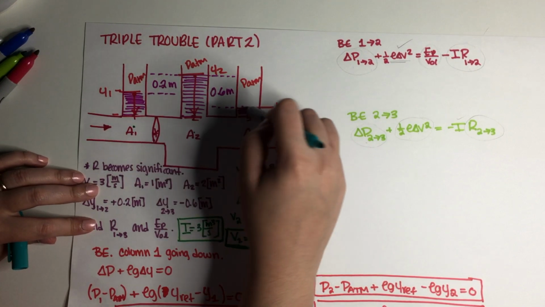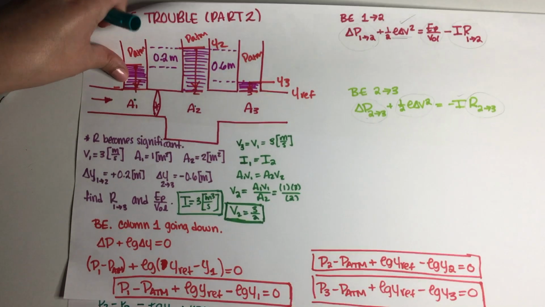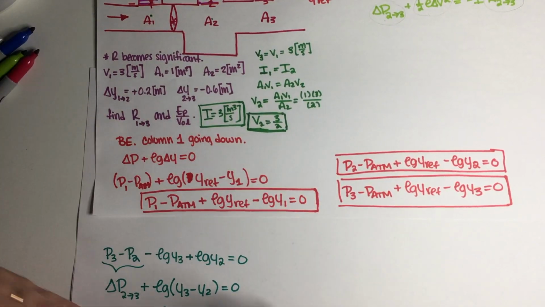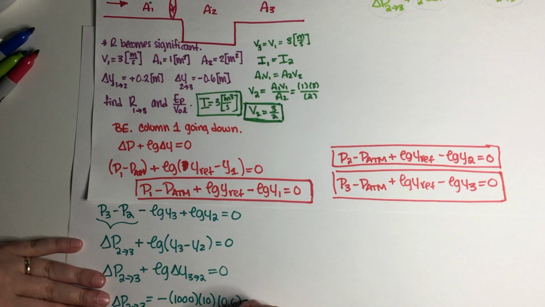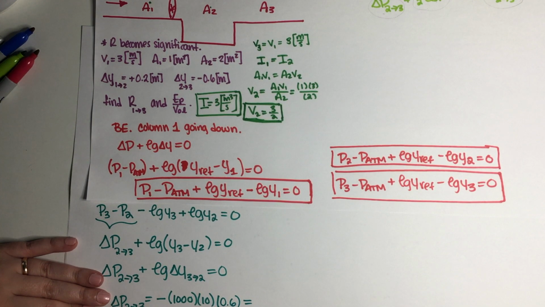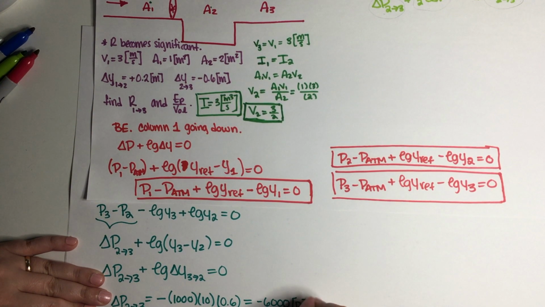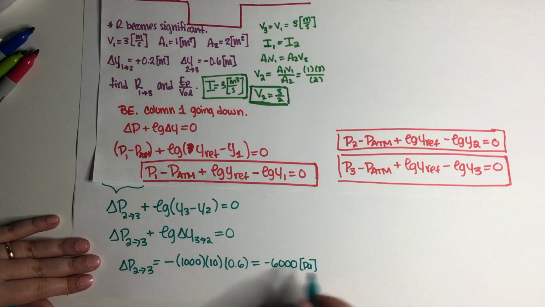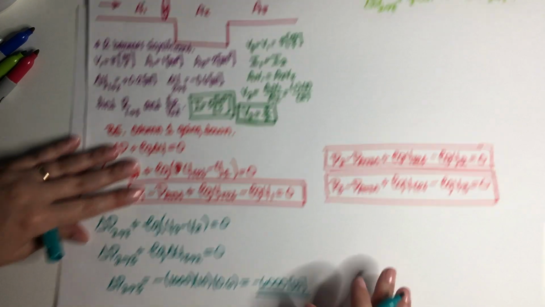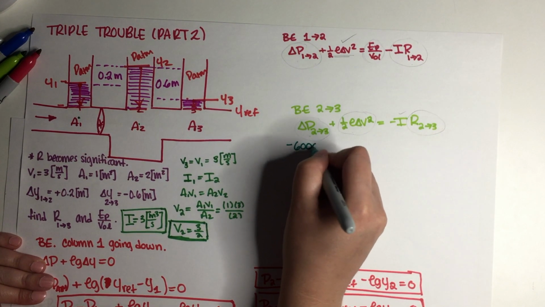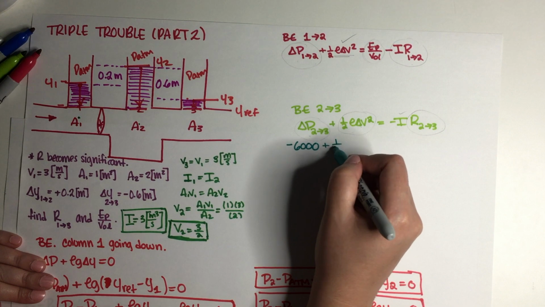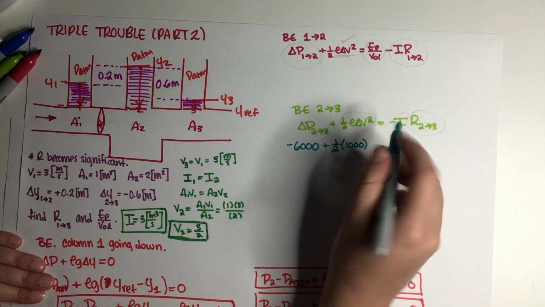It's actually an increase because you're going from low to high. You're going from 3 to 2. So this is positive 0.6 meters. So this is negative 6,000 pascals. And now this is a very useful number, because now we know that this term over here is negative 6,000 pascals.